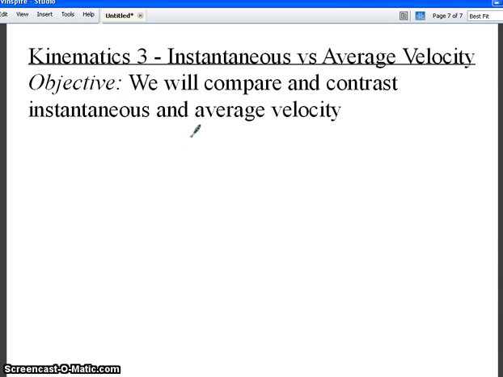So you can tell in these kinematics videos, we're just taking things that we already know and comparing them and pairing them up with something, so that way we can have a good basis for what we're learning here.